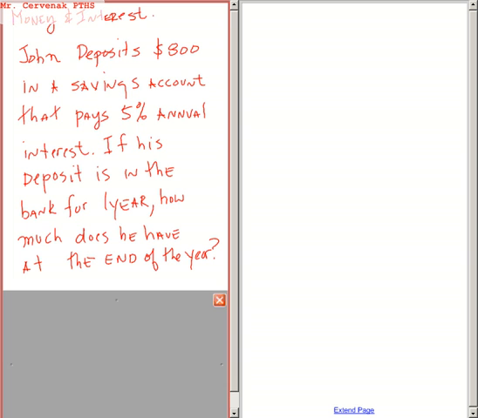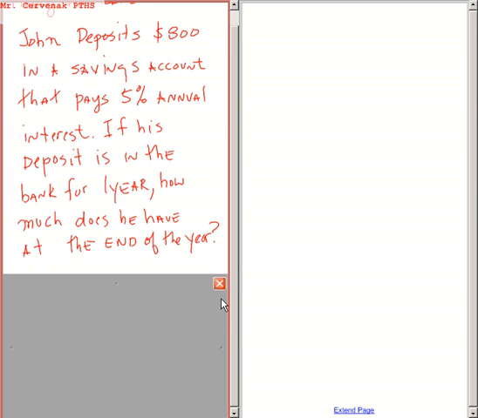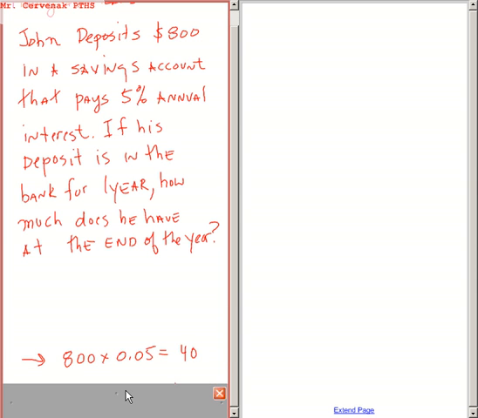Next, let's look at a problem involving banking. Money and interest. When you deposit money in a bank account, usually the bank pays you interest. In this case, John deposits $800 in his savings account that pays 5% simple annual interest. If it's in the bank for 1 year, how much does he have at the end of the year? Again, the question can be broken down into what number is 5% of 800.